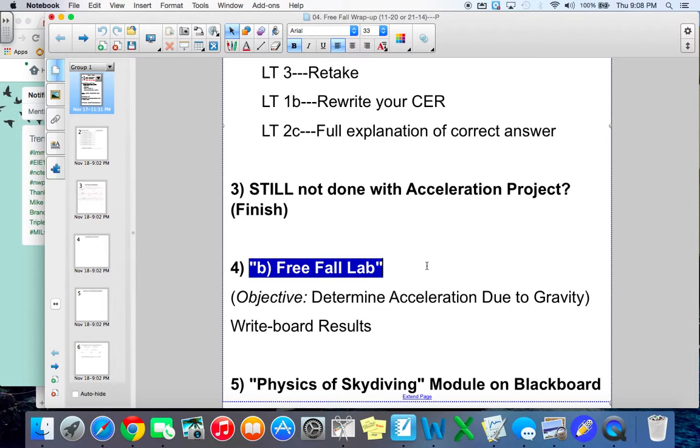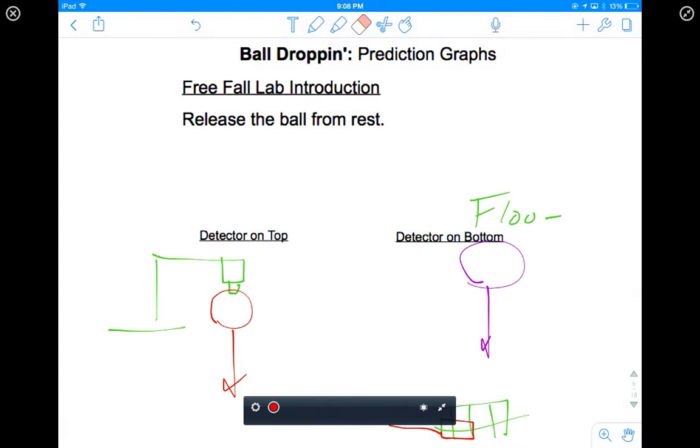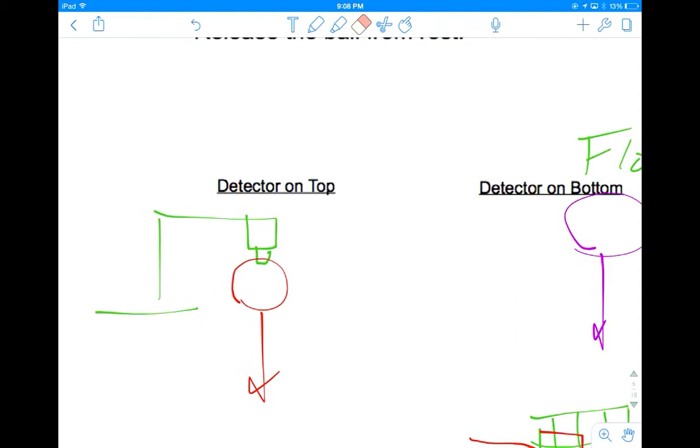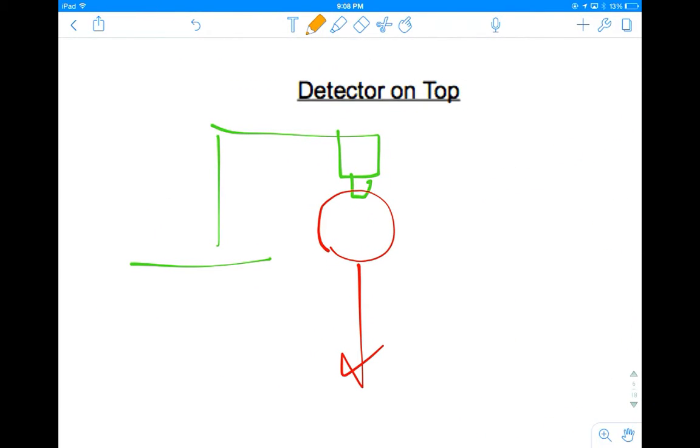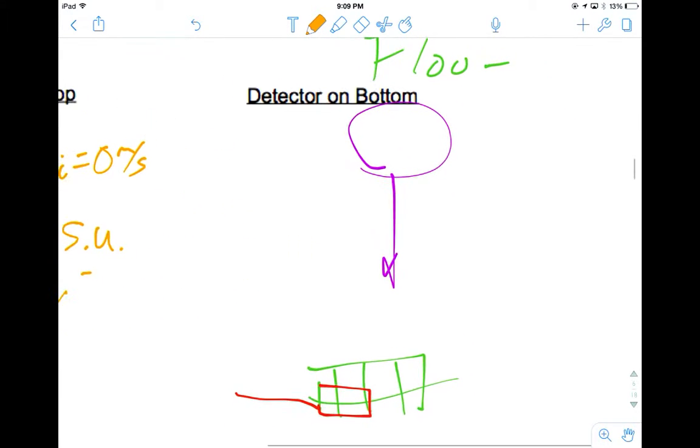And what you'll see is that in this lab, we are going to be looking at this kind of concept of analyzing the motion of a ball falling using 2 different kinds of setups. So one setup is going to be a situation where there's a motion detector on the top and the ball is being dropped down. So think about what's happening to the ball as it's dropping down. What's happening to its velocity? Yes, exactly. Speeding up in the negative direction. And it starts with an initial velocity of 0. Starts from rest.